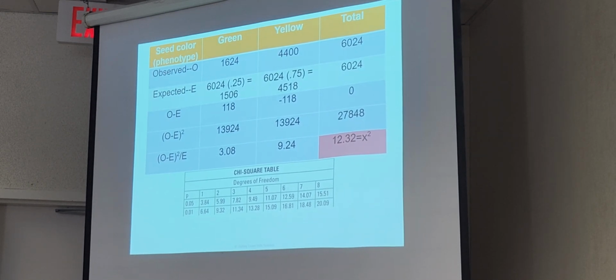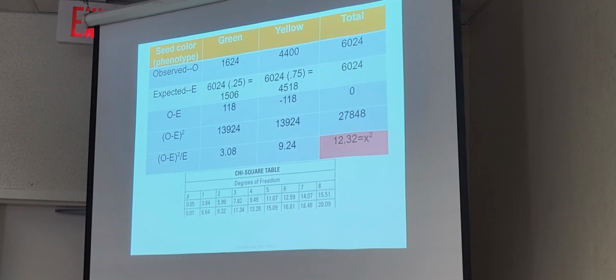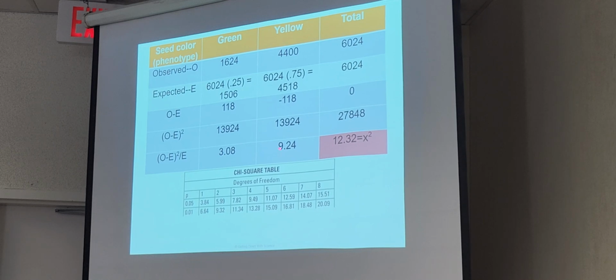Yeah, the numbers in the bottom of the table are transposed. But regardless of whether we add this to this or this to this, we still get this, right? 12.32. 12.32, how many degrees of freedom do we have?